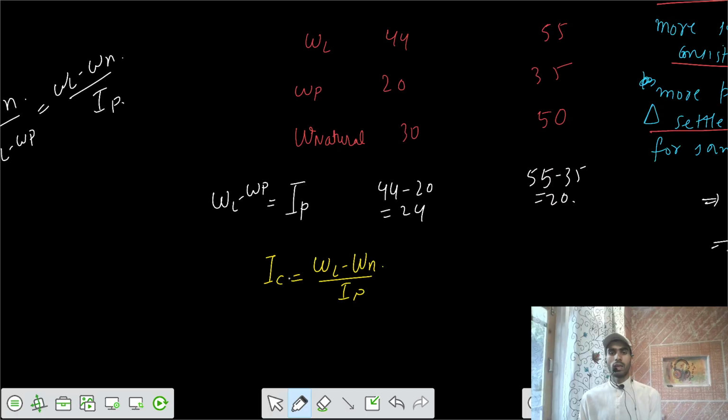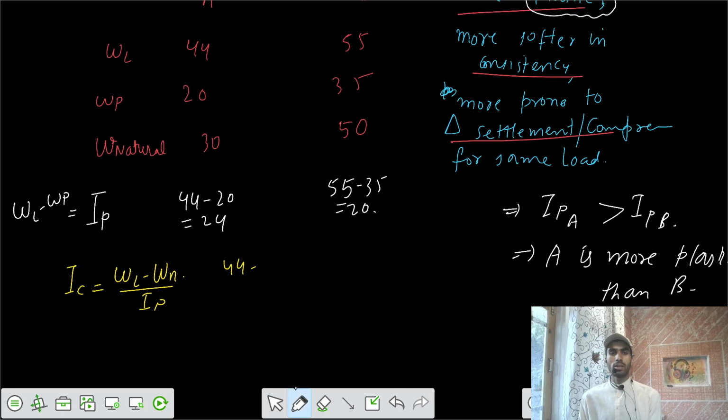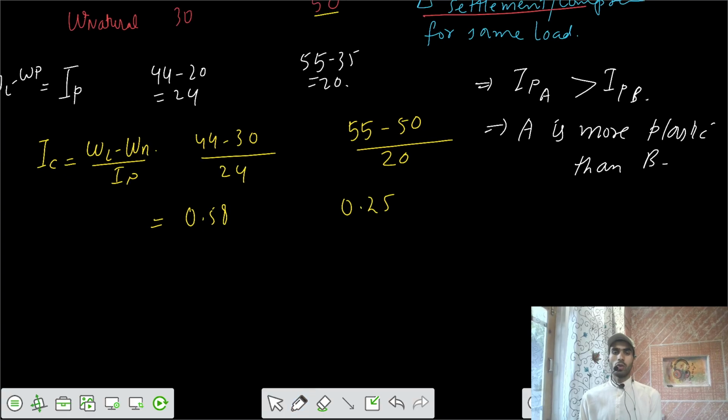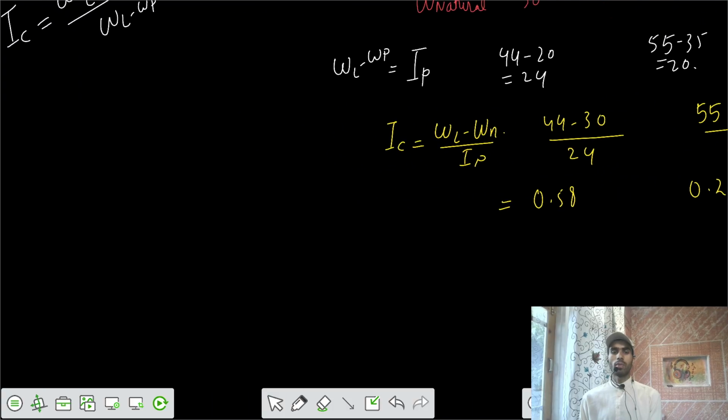For soil A, we substitute the values: 44 minus natural water content of 30, divided by the IP value of 24. For the second one, liquid limit of 55 minus natural water content of 50, divided by the IP value of 20. The values come to 0.58 and 0.25. The value of IC is more for soil A.